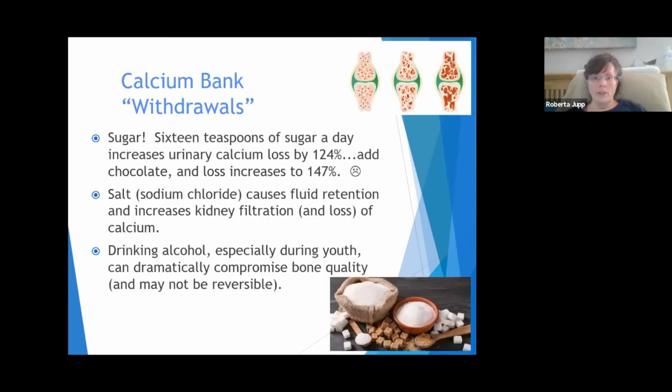So the first calcium bank withdrawal is, oh no, sugar. If we have 16 teaspoons of sugar a day, and that's the same as what might be in a 20-ounce soda, right? A Mountain Dew or a Coke. And I know we don't do that with diabetes, but a lot of people do. So 16 teaspoons of sugar a day can increase our calcium loss in our urine by 124%. And if we add chocolate to that, it increases to 147%.